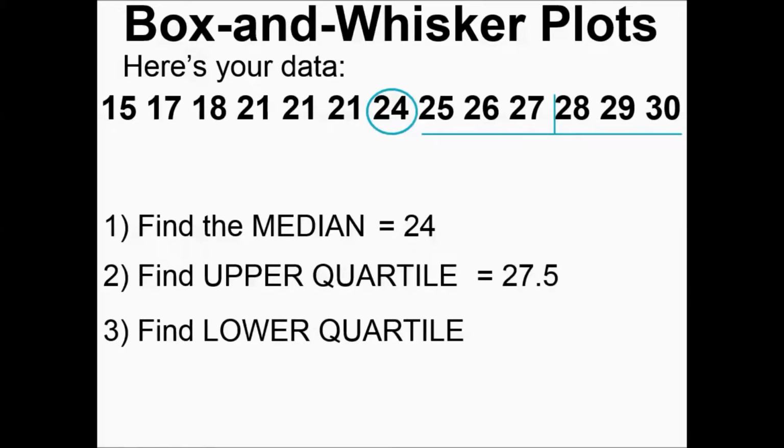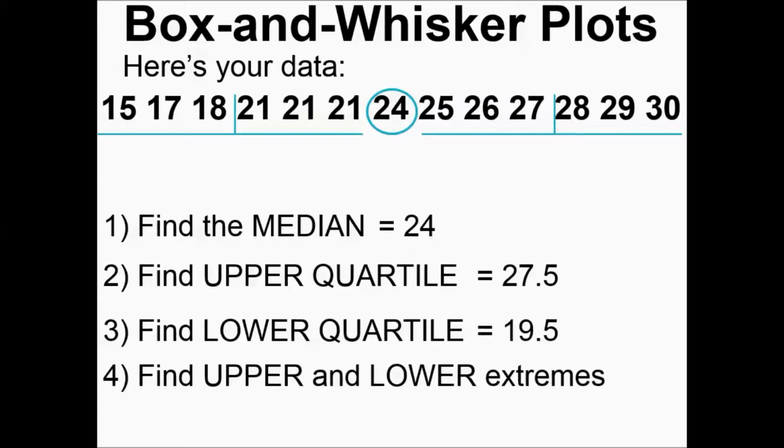Your lower quartile is the bottom half of your data, and it's going to be between 18 and 21. So you add 18 and 21 and divide by 2. You'll get 19.5. Your upper and lower extremes are 30 and 15.